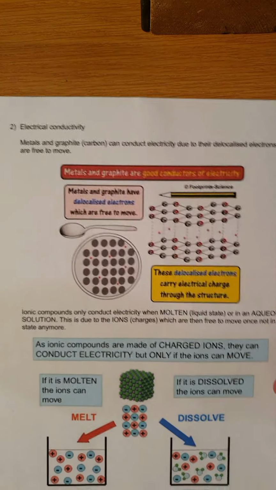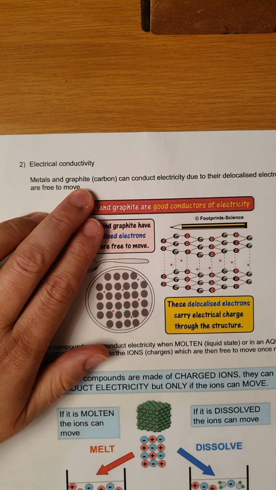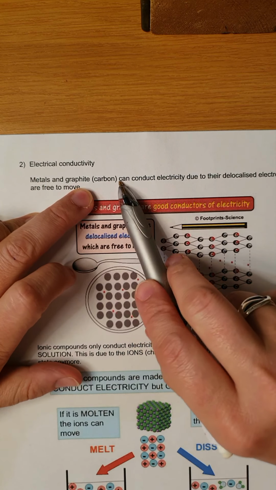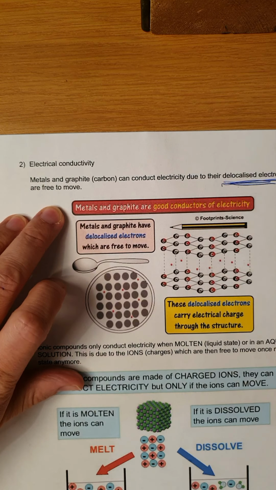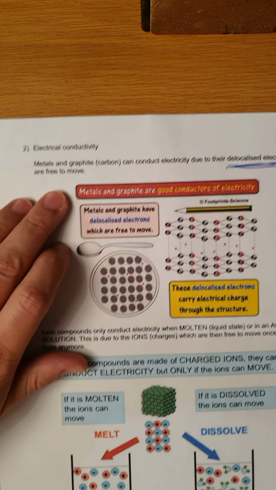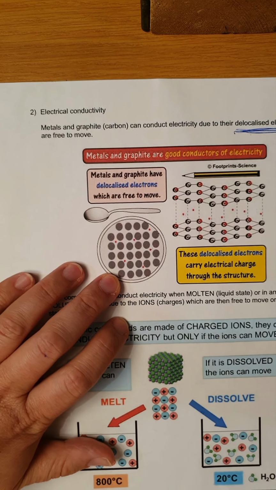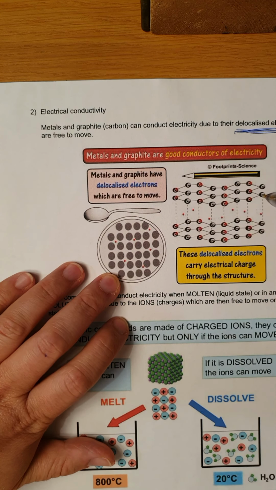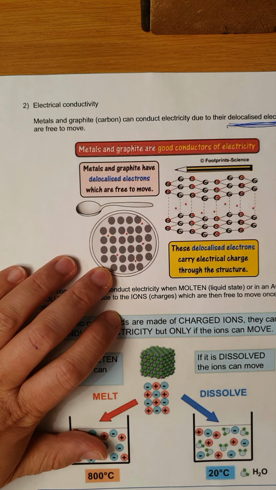Okay, right, last one, electrical conductivity. So metals and graphite, oh, the storm's coming, I'm going to talk quickly, can conduct electricity due to delocalized electrons, which are free to move. We know that metals have delocalized electrons. All those little red dots are delocalized. But graphite, like in your pencil, also has delocalized electrons, because not all the carbons' electrons are bonded, so that's why they are delocalized, and that's why the graphite in your pencils can conduct electricity.